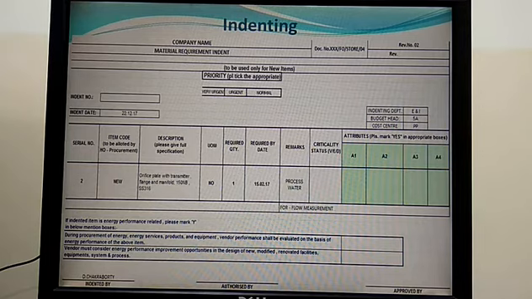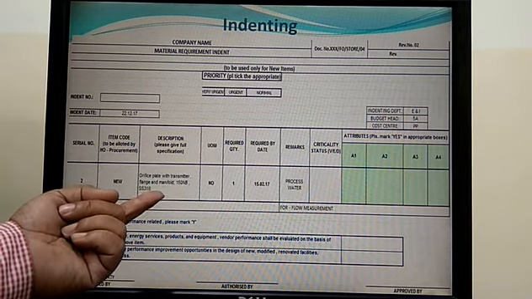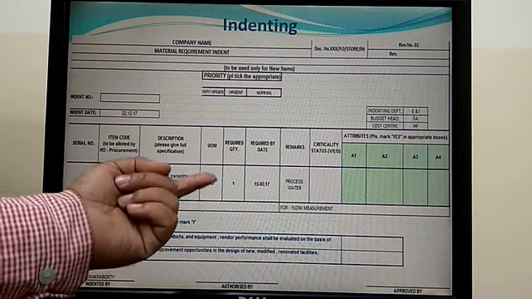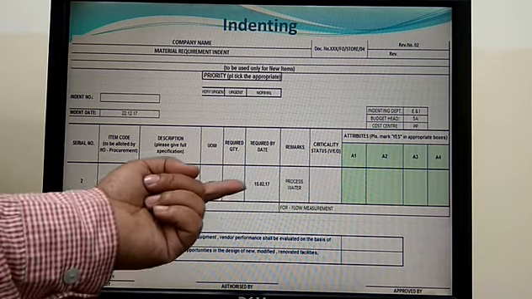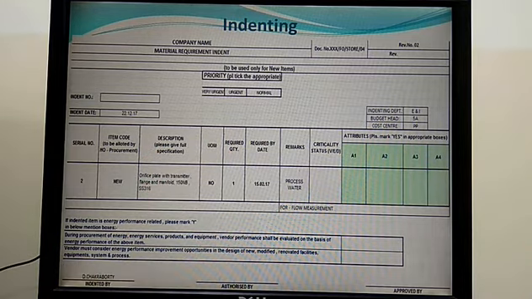This is the indent I have done. This is the format of the indent. This is the description of material, orifice plate with transmitter, 150 NB line. Unit of measure number 1 required, process water for flow measurement. You have to give this to your higher authority so that they can procure the material according to the information given.